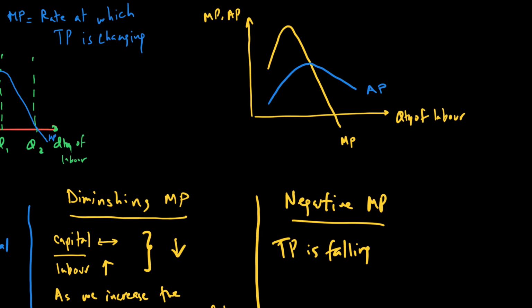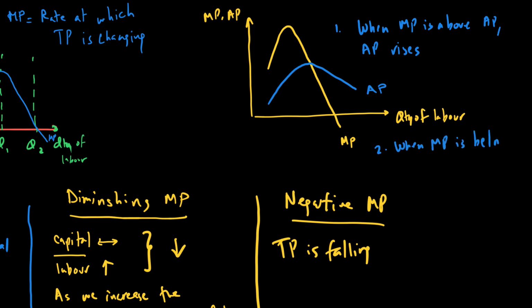And why is that? To know what is happening here, I'm going to see three things happening. Number one, when the MP is above AP, AP rises. Let me write this. Number two, when MP is below AP, AP falls. That's also something which you see here. When the MP curve is above AP, AP rises. When the MP curve is below AP, AP falls.